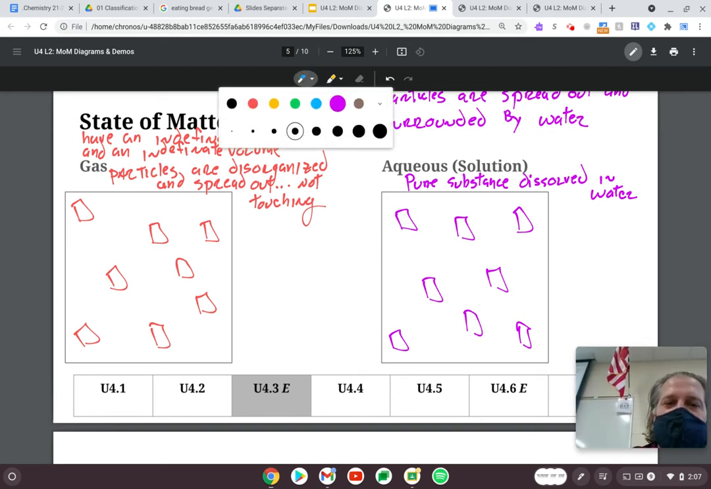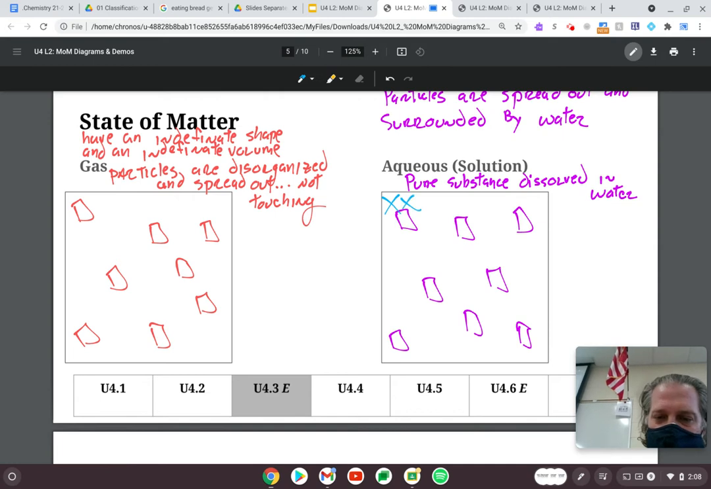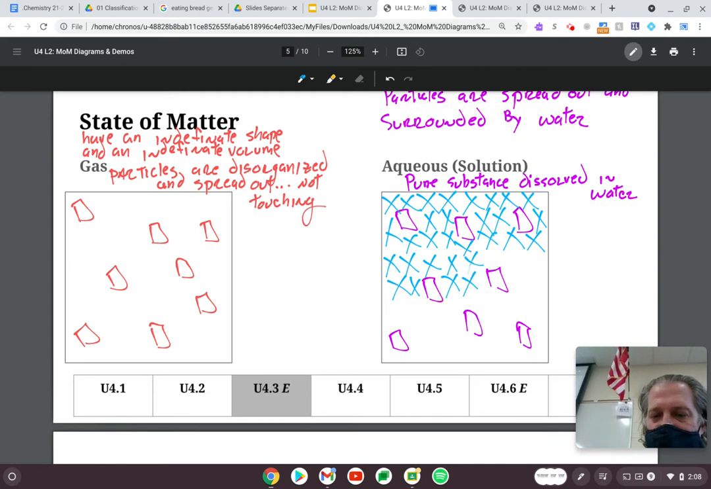Okay. And here would be a great time for you to use a different color writing utensil, because I'm going to show that these particles are surrounded by water, and I'm going to show that by using a simple X. So it would look something like this. And what I really want to illustrate here is that the particles of this pure substance that we've been working with haven't changed in number, but they are now spread out and surrounded by water.